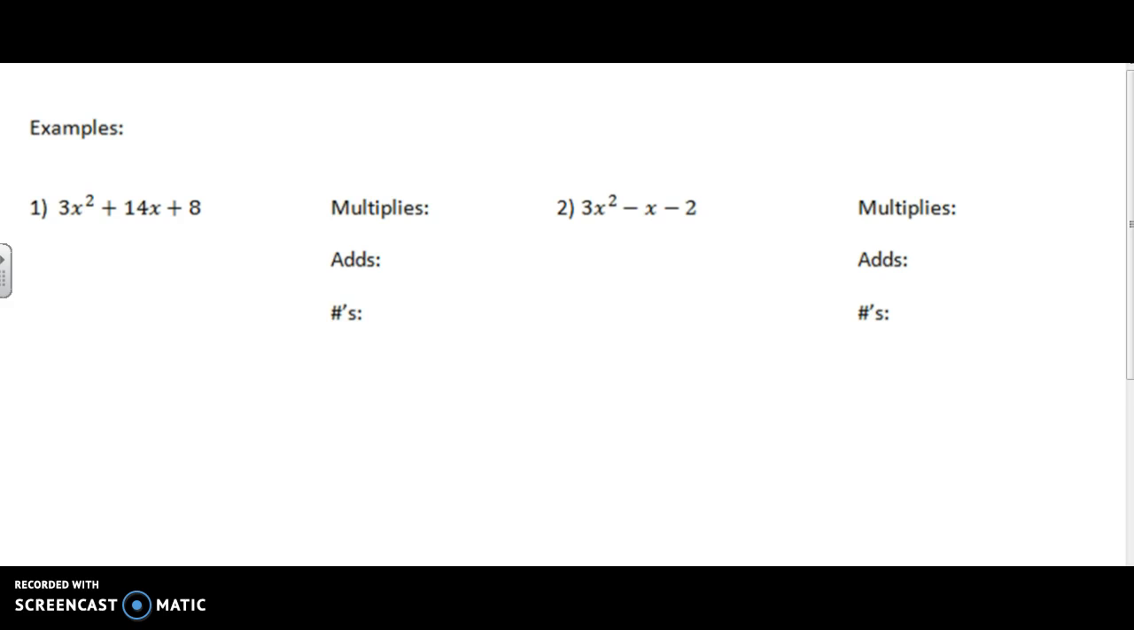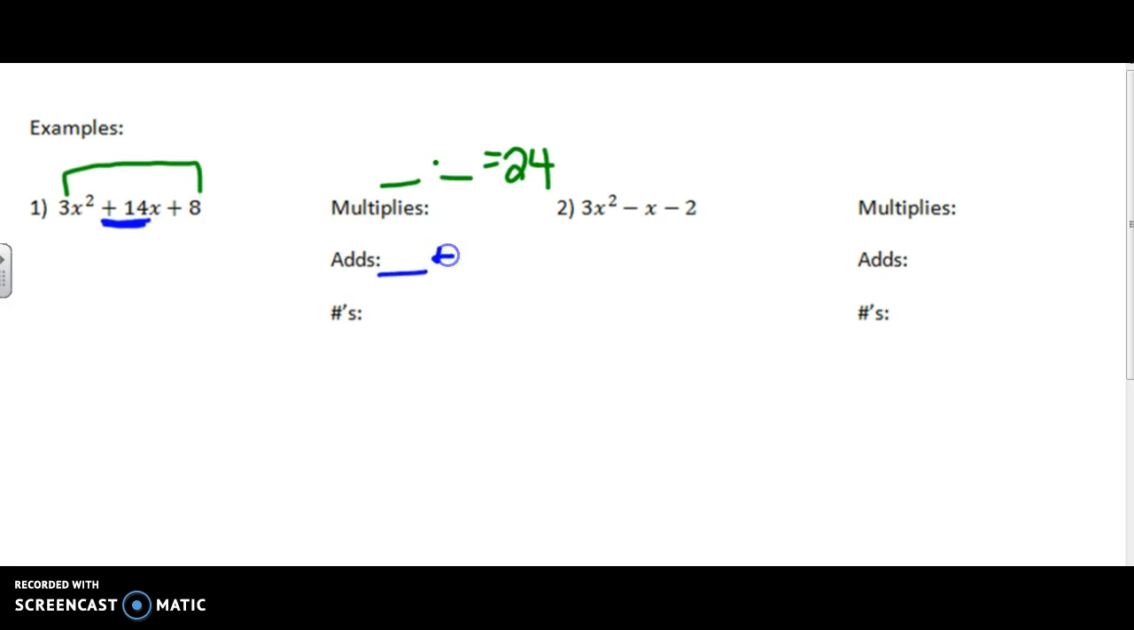So then you're going to do basically the same thing on all these, where you're going to take the A number and the C number, which are these two, and you're going to multiply them together. And that's going to give you the multiplication number. So in this case, let me try to get myself some new space. Your multiplication number is going to be 24. And your add number always comes from the one in the middle, which is that positive 14.